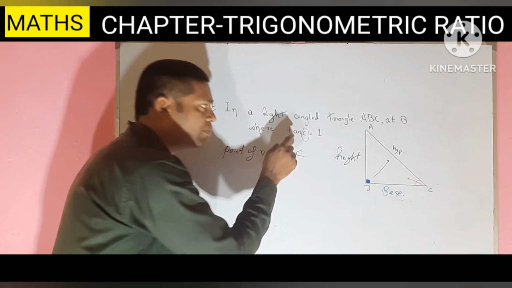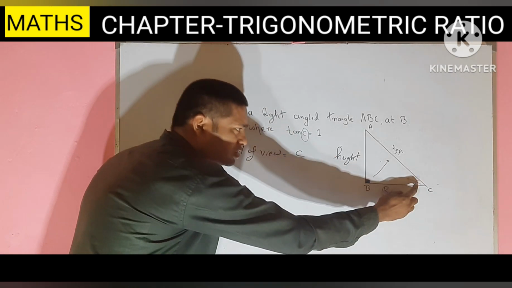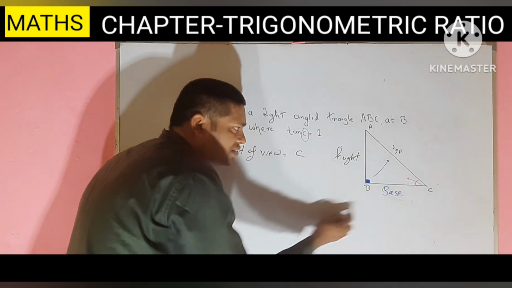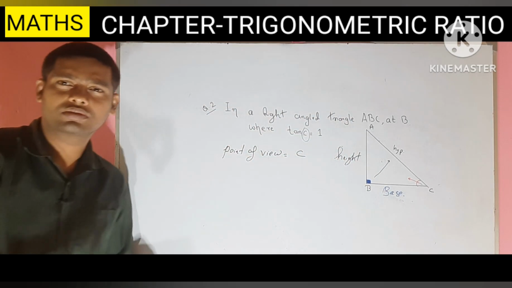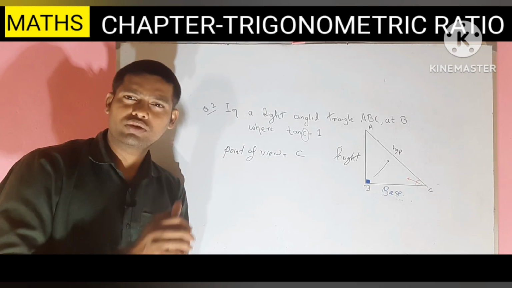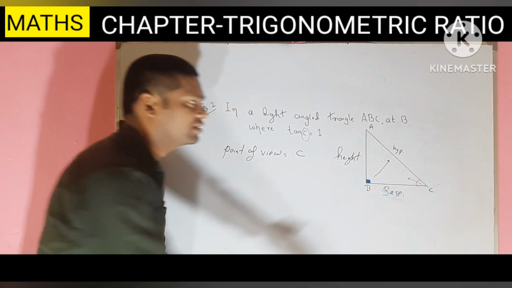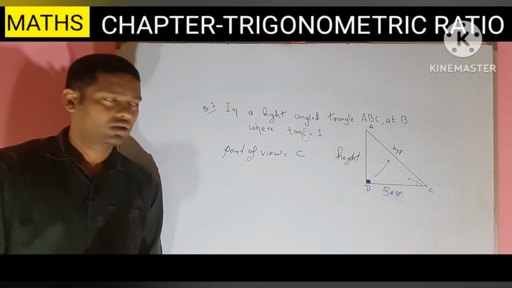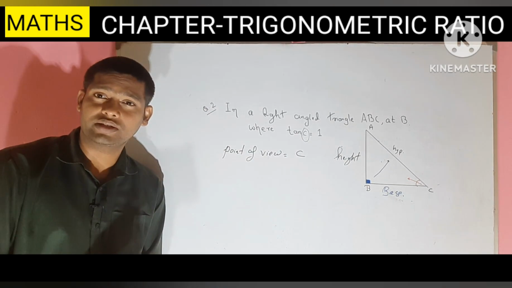So they are saying that the point of view is C, so I will see it from C. Opposite to C is this one, so this is height for me. The left one is the base. Clear? It's a very important thing, because many students get confused and do it directly. They say this one is base, this is height. But we are here to clear our basics.